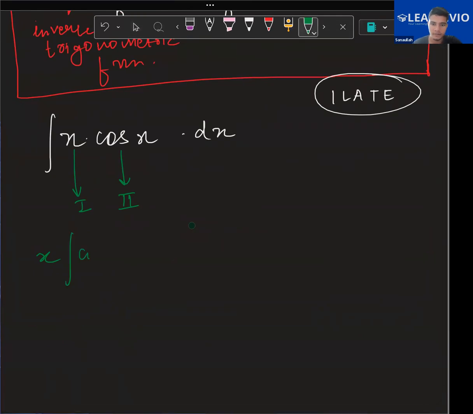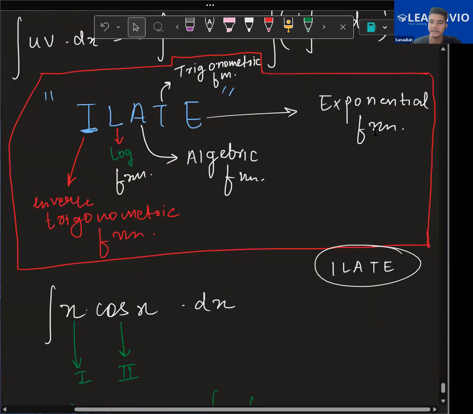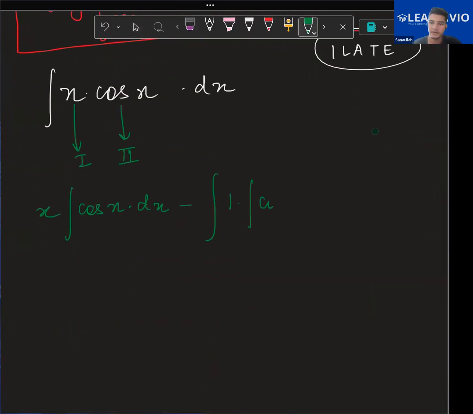So integration of cos of x with respect to dx. ठीक है, minus integration of derivative of first function. So what was my first function? X, and x का derivative क्या होता है? 1. Then again integration and v dx. So what is v? V is cos of x. Cos of x dx. ठीक है, and then इसके बाहर भी एक dx होता है for that bigger integration.